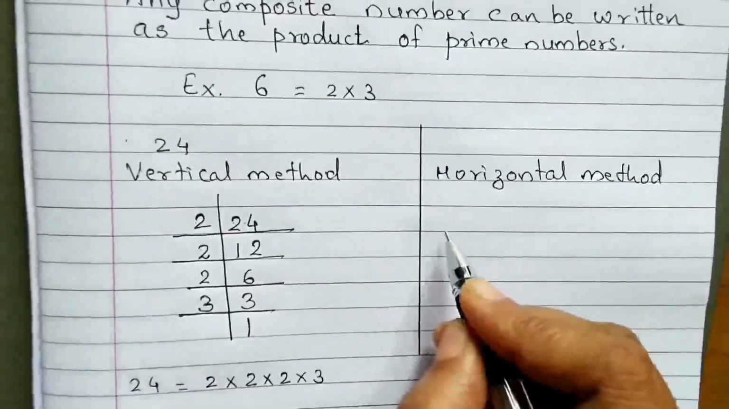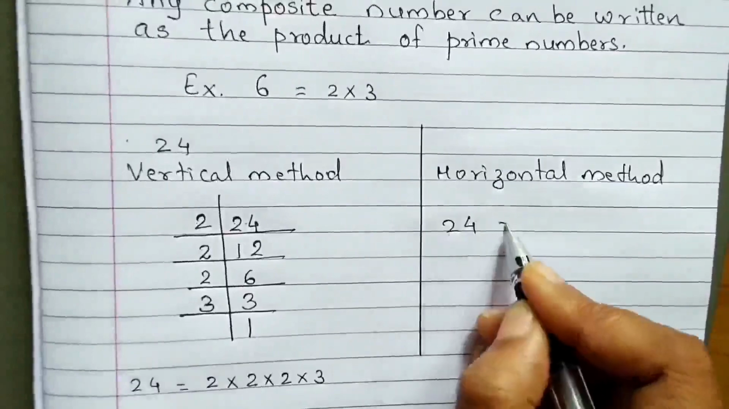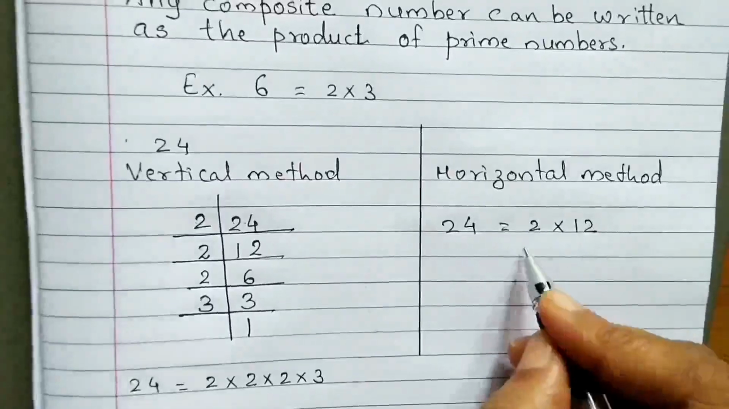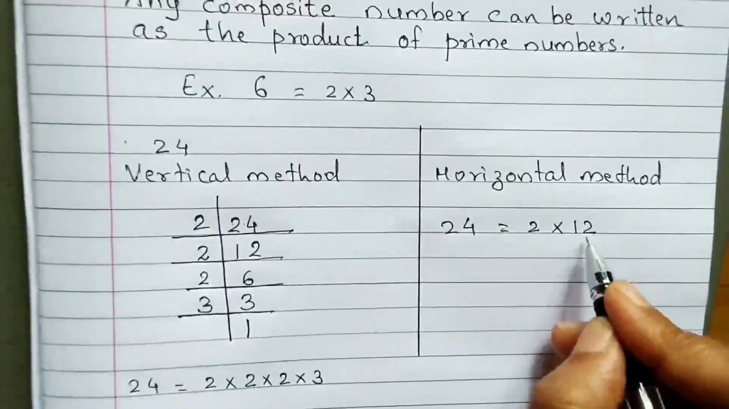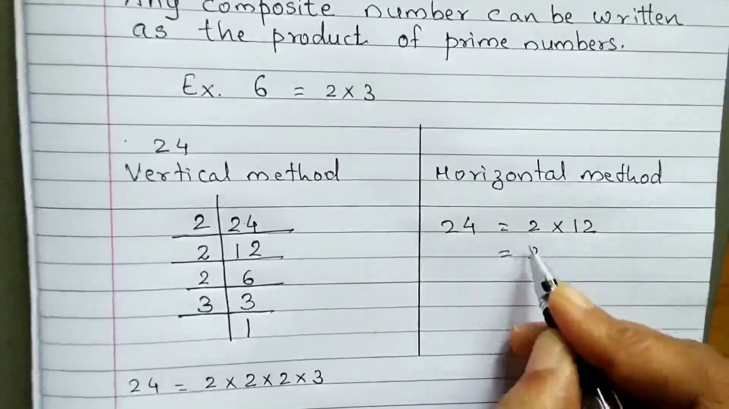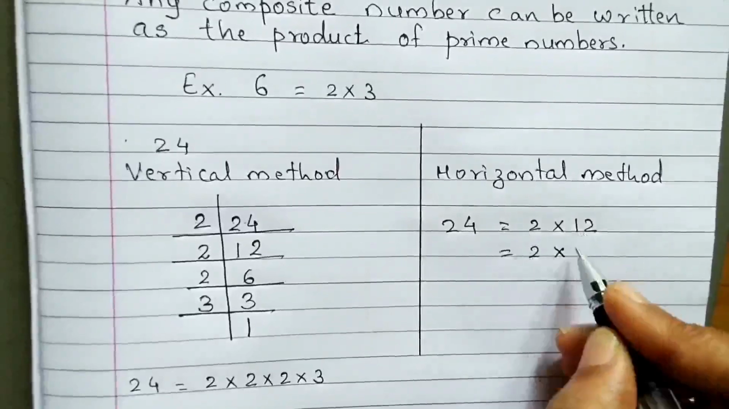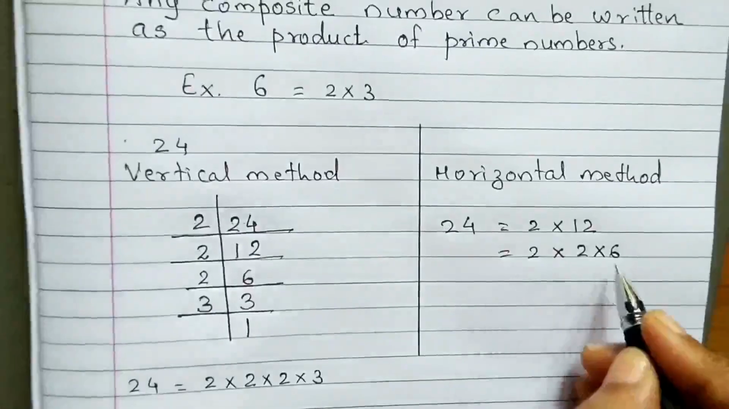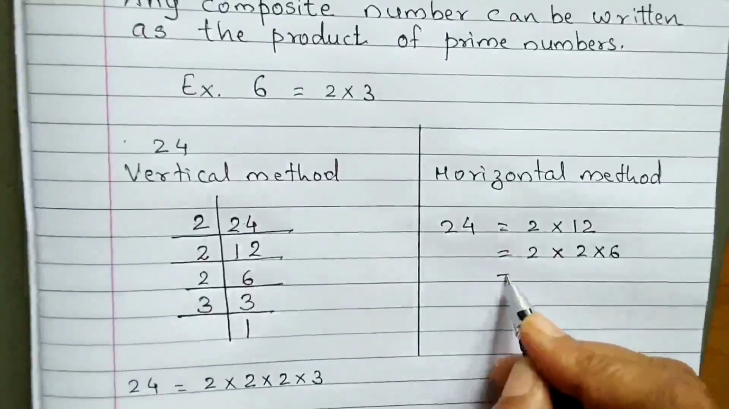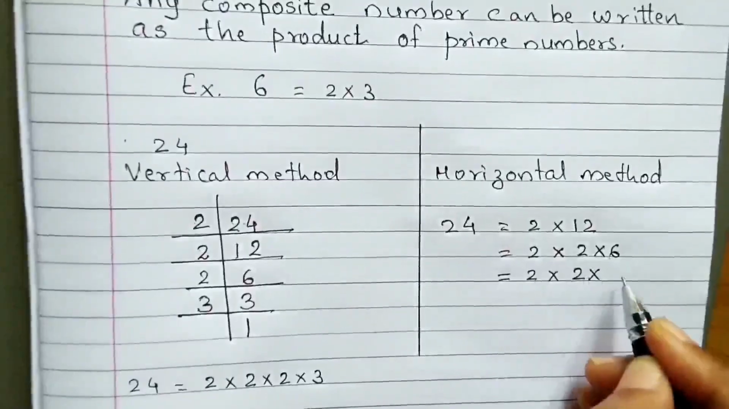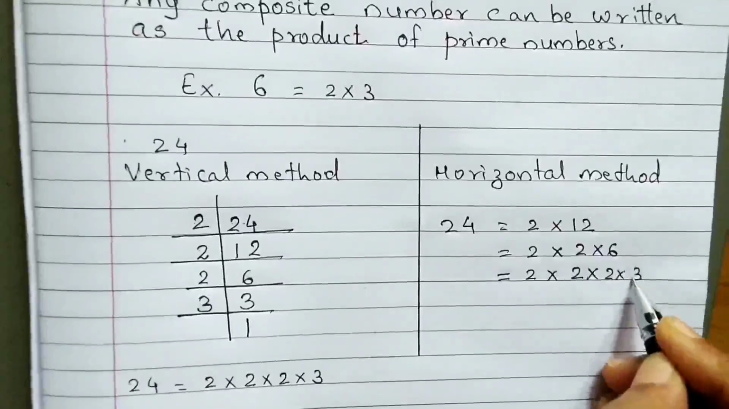Now let's see the horizontal method. 24 can be written as 2 multiplied by 12. Now 12 is a composite number, so you have to write 12 as the product of another two numbers. So this 2 remains as 2 here, and 12 we can write as 2 multiplied by 6. Now 6 is a composite number. You have to further factorize it. So you'll write 2 multiplied by 2. This 6 you will write as 2 multiplied by 3.